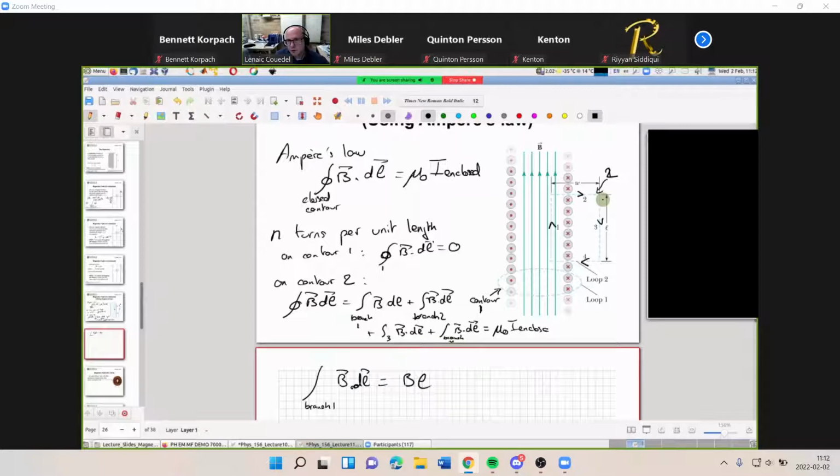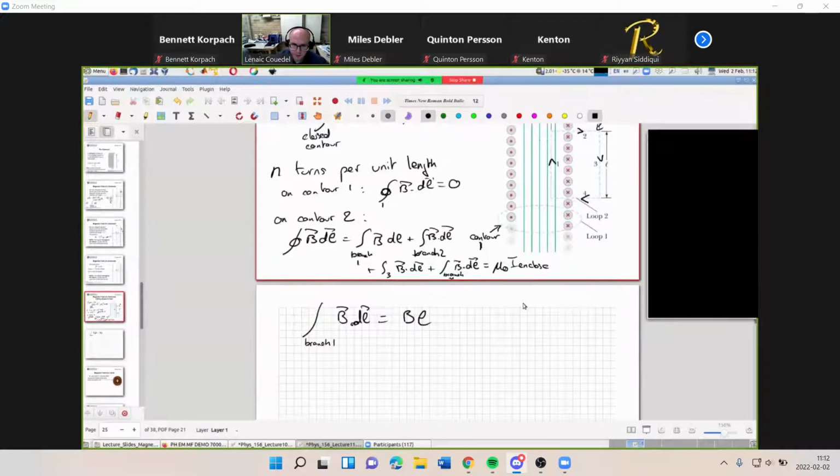On branch 2, inside the solenoid, dl and B are perpendicular, and outside there is no magnetic field. So on branch 2, B·dl equals 0. On branch 3, we're outside, no magnetic field.